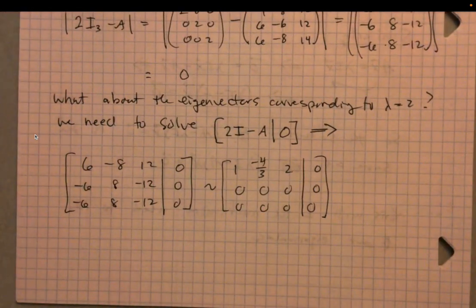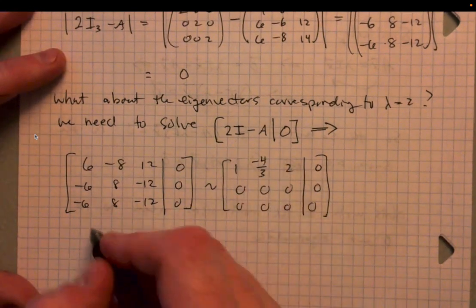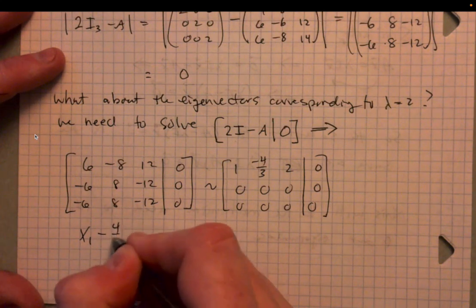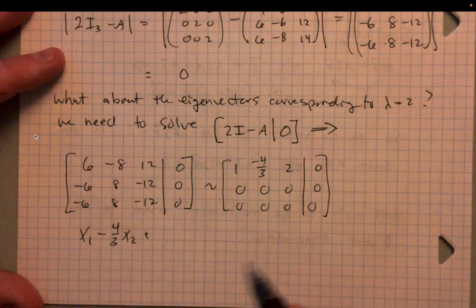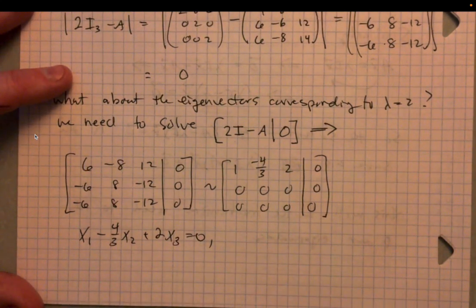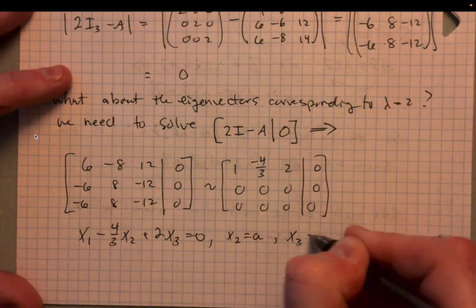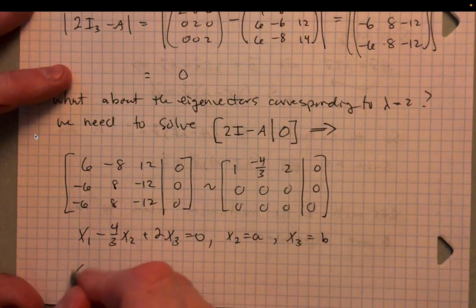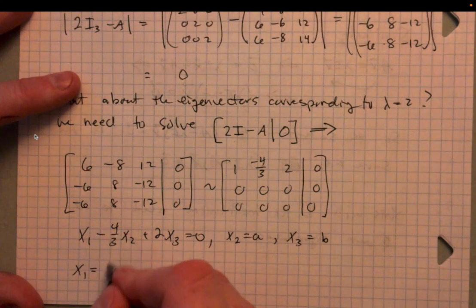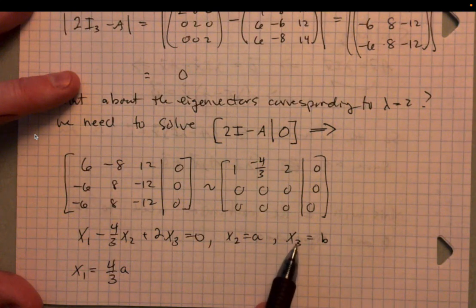Okay, and now we just need to pull a vector out of here. We need to find a particular solution. And so what can we do? Well, we can write this first line as x1 minus 4/3 x2 plus 2x3 equals 0. Right, and we can just let x2 equal some number a, and we'll let x3 equal some number b. Okay, and so that means x1 is going to be equal to 4/3 a, right, taking this to the opposite side, minus 2b.